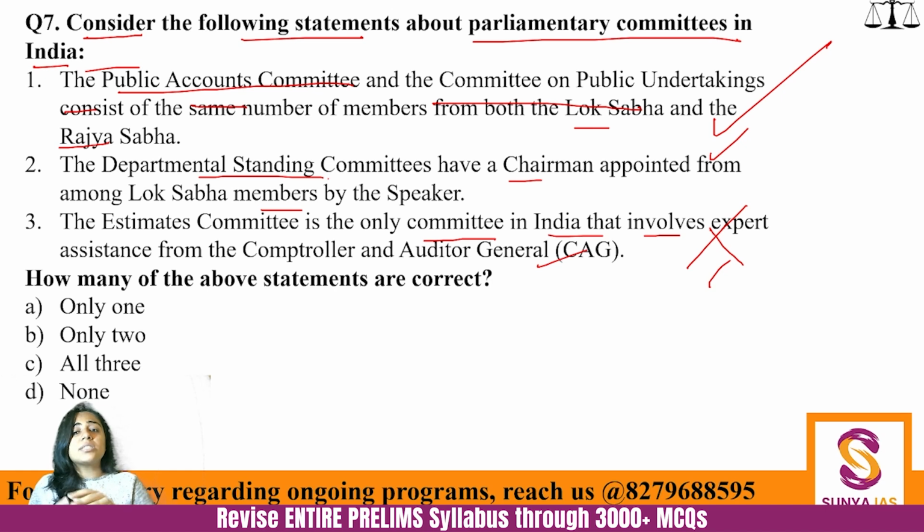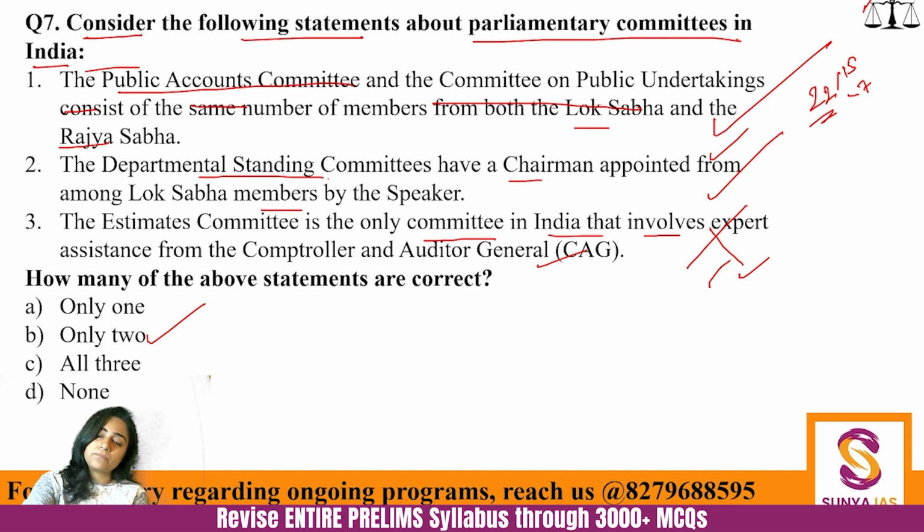So Public Accounts Committee, Committee on Public Undertakings, both of them have 22 members, 15 from Lok Sabha, 7 from Rajya Sabha. Estimates Committee, members are only from Lok Sabha, 30 members totally. Department Standing Committee have a chairperson appointed among the Lok Sabha by Speaker. Yes, this is absolutely correct. Generic statement, correct statement. So only two statements here are correct.